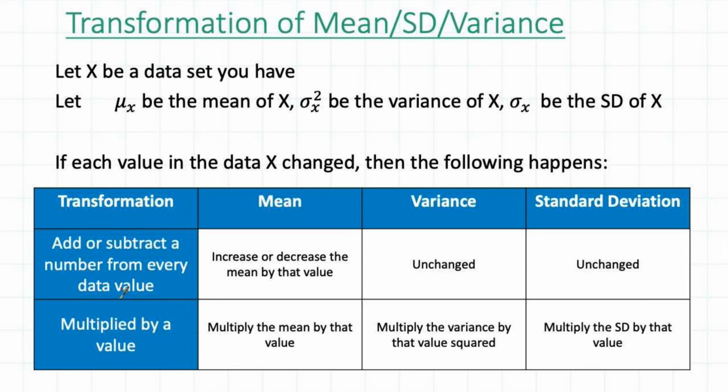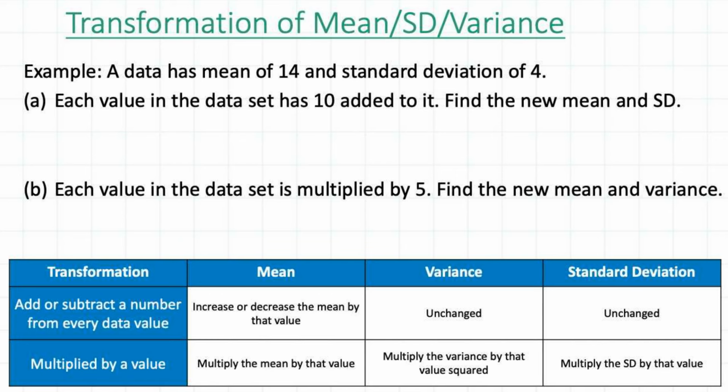If you have a combination of those two, then you would have a combination of those behaviors. So if you're adding and multiplying, then the behavior would also change. The variance would not change from the adding, but it will change from the multiplying. So let's have a look at this.